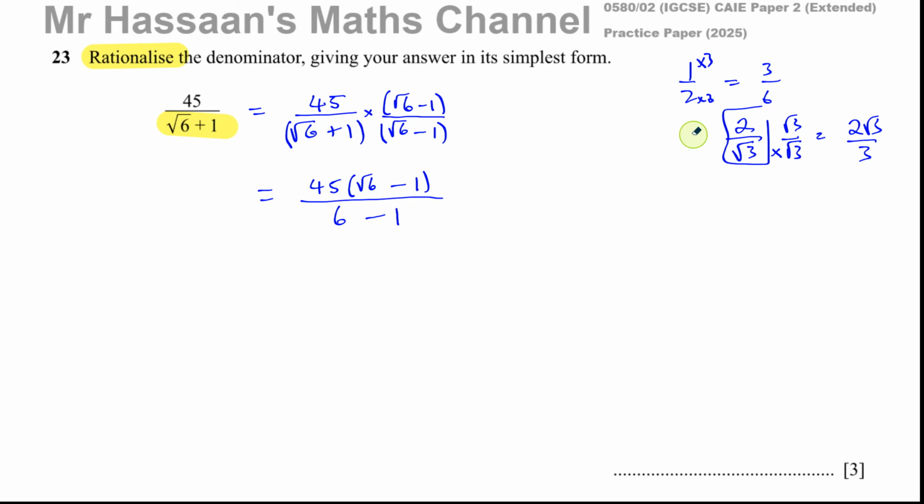But in this case, it's not. In this case, you have two terms, and between them, you just change the sign. Multiply by the opposite. If it was root 6 minus 1, I'd multiply by root 6 plus 1. If it's root 6 plus 1, I multiply by root 6 minus 1.